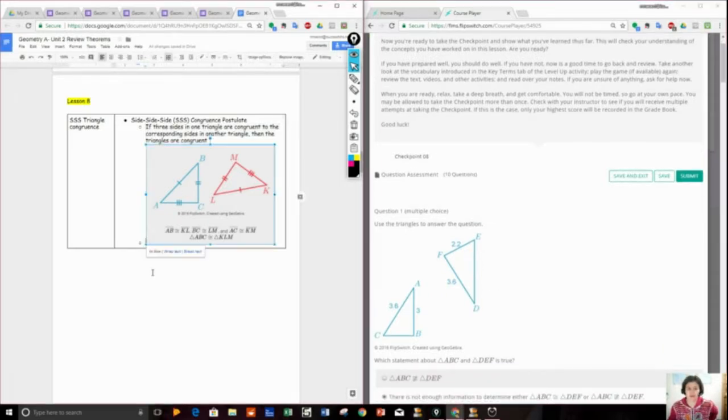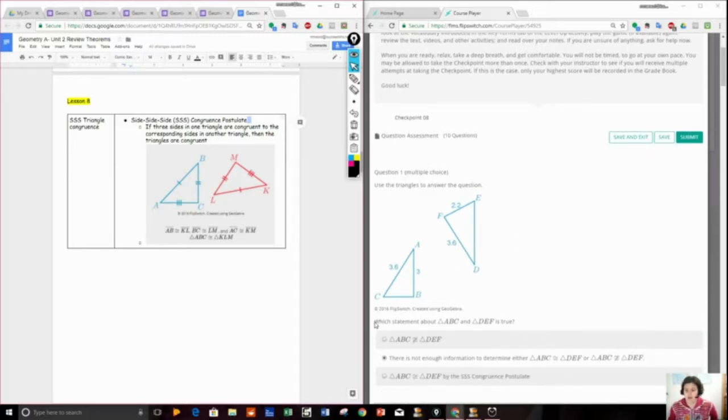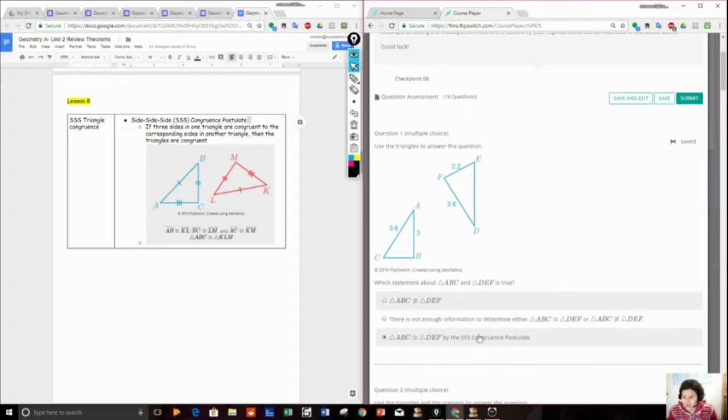So I have my review up so I can use it with the checkpoint, and I'm just modeling again how I would use it to help me answer the questions. It says use triangles to answer the question. Which statement about triangle ABC and triangle DEF is true? So we have triangle ABC is not congruent to triangle DEF. There's not enough information to determine either triangle ABC is congruent to triangle DEF or triangle ABC is not congruent to DEF. Or triangle ABC is congruent to triangle DEF by the side-side-side congruence postulate. Okay, so they're giving us a clue that it's the side-side-side congruence postulate.